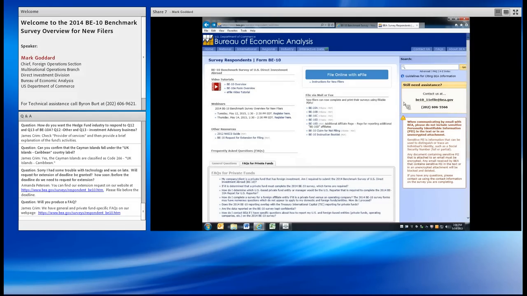And if you see towards the very far right, it says if you still need assistance, you can contact us at the BE10_11 e-file at bea.gov, as well as calling us, and this number has been referenced, at 202-606-5566. If you call us at that number, my staff or myself will be happy to assist you with any questions you may have.